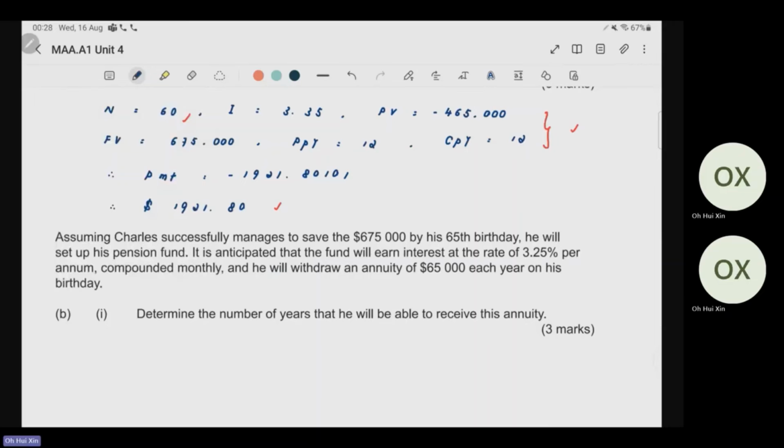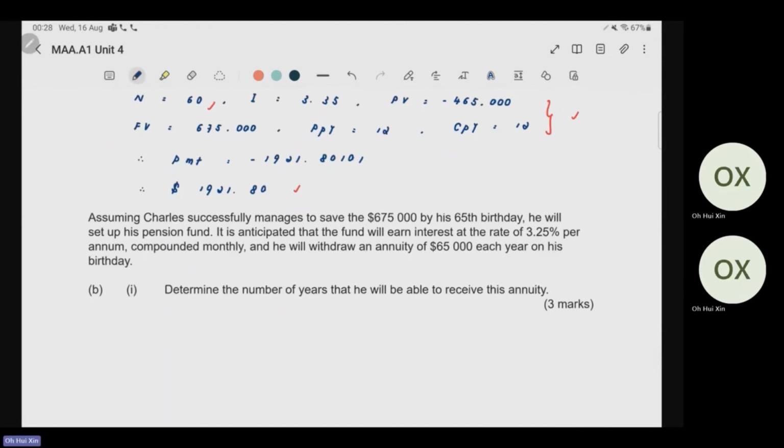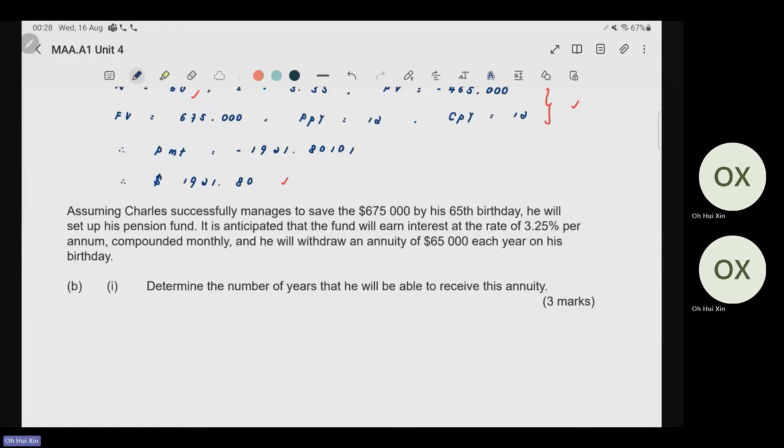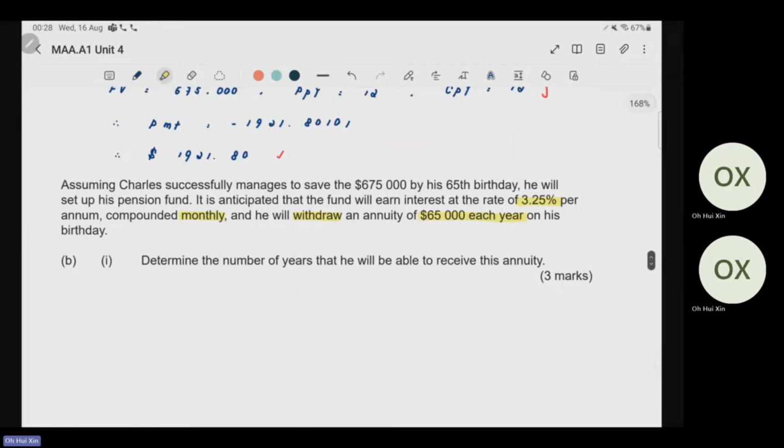Charles manages to save the 675,000 by his 65th birthday, so he will set up his pension fund. This fund will earn interest at 3.25% per annum compounded monthly. At the same time, he will withdraw an annuity of 65,000 each year. So that's why your PPY here is 1, because your withdrawal is made yearly.